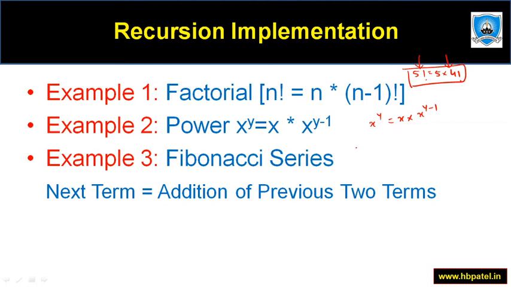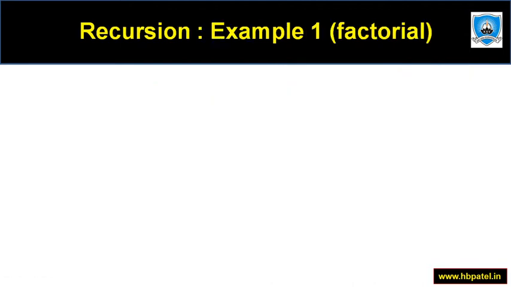Fibonacci series is something wherein we have two terms, 1 and 1, and then I'll be adding these two terms and generating the next term. Then I'll be adding the last two terms and generating 3. Then I'll be adding 2 and 3 and generating 5. So likewise this Fibonacci series can also be implemented using recursion. And we have one more example that we'll see, the Tower of Hanoi. Alright, so let's take all these examples one by one.